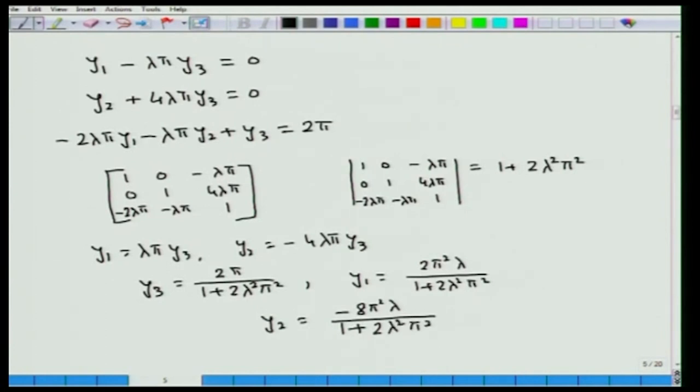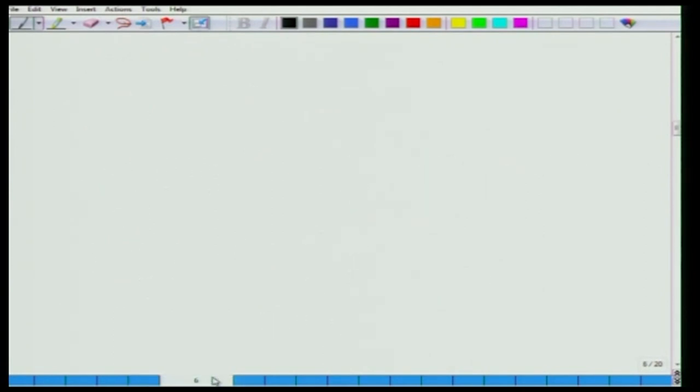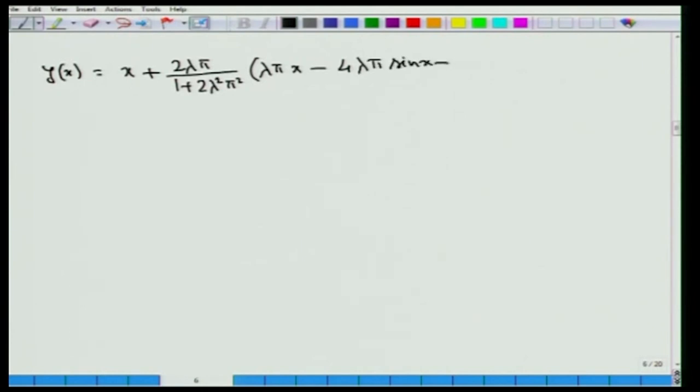And therefore, with these expressions for y 1, y 2 and y 3, we can find the solution for the given problem, that is y x is equal to x plus 2 lambda pi divided by 1 plus 2 lambda square pi square, this multiplied with lambda pi x minus 4 lambda pi sin x plus cosine x.